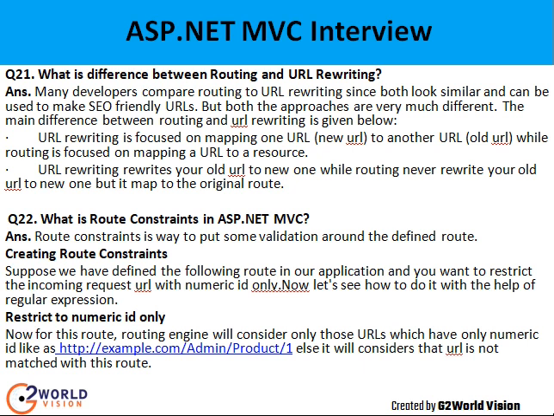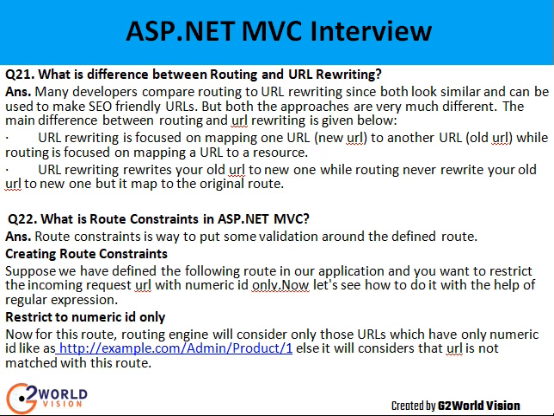What is the route constraint in ASP.NET? A route constraint is a way to put some validation around the different routes. Create a route constraint and restrict it to numeric normally. Suppose we have defined the following route in our application and you want to restrict the incoming request URL to a numeric ID only.